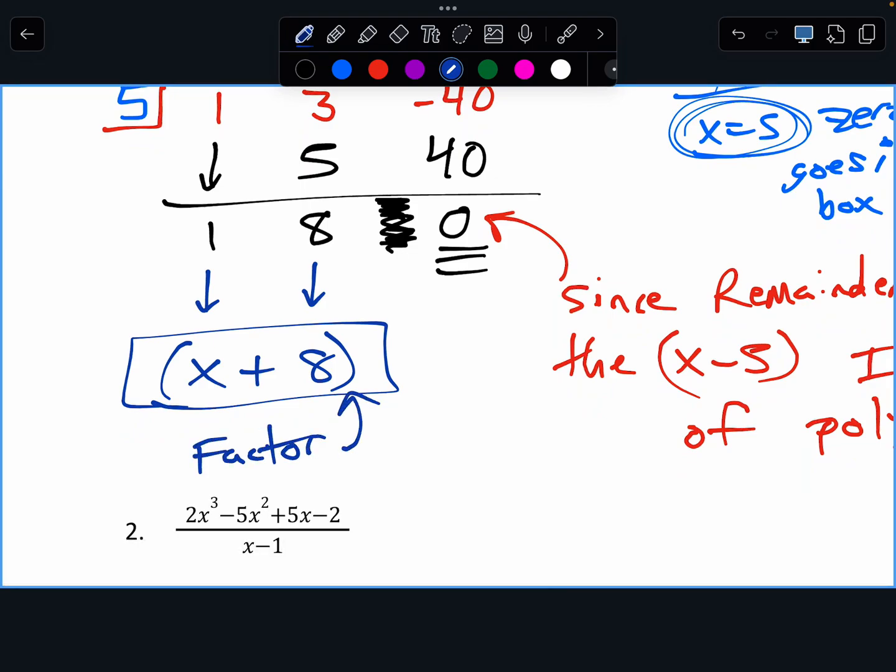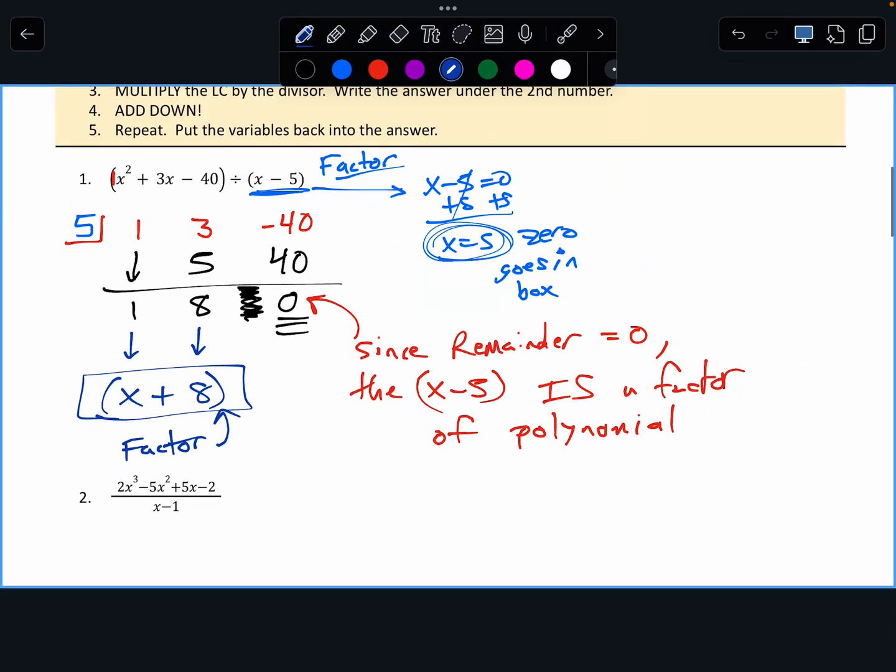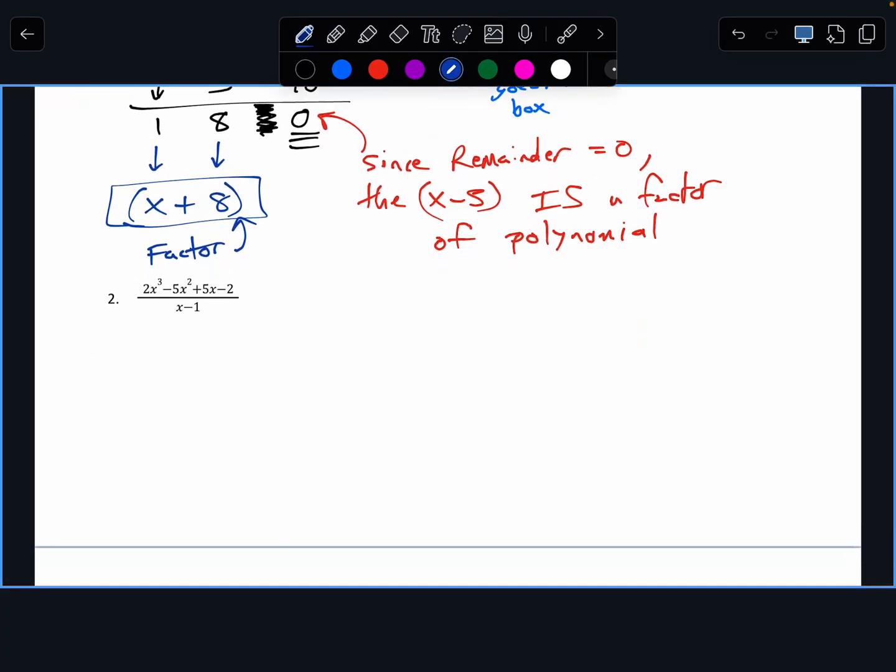If you were looking for the zeros, we already have one zero, which was right here. The other zero would be whatever this is when you set it equal to 0, which is going to be -8. We do that same process for any of these situations.